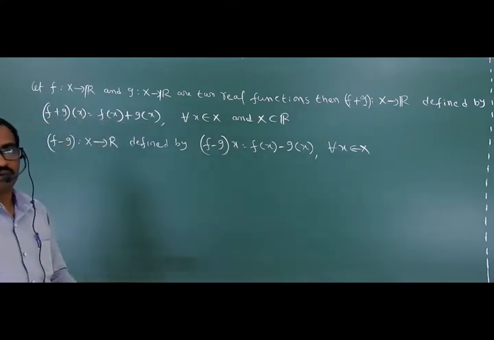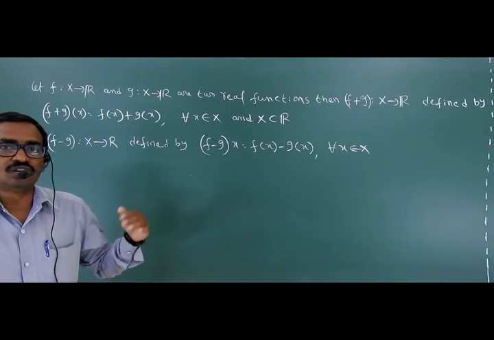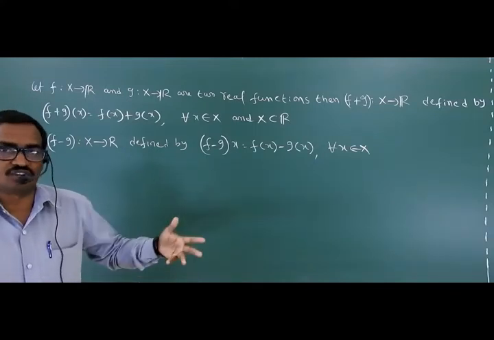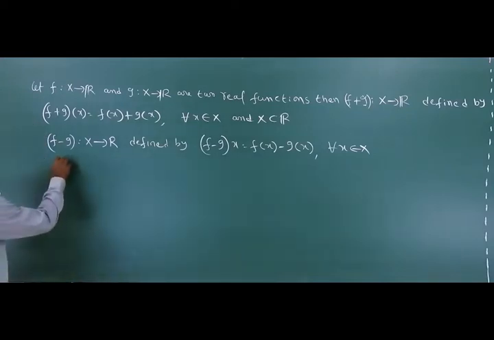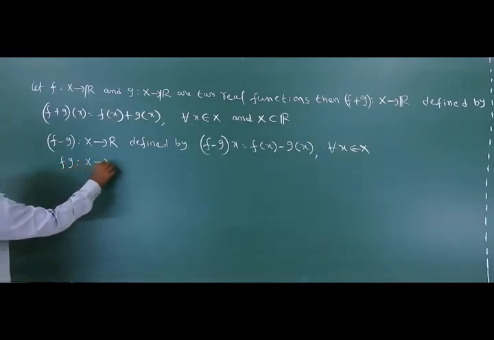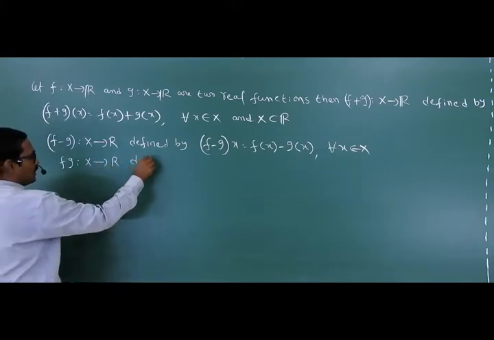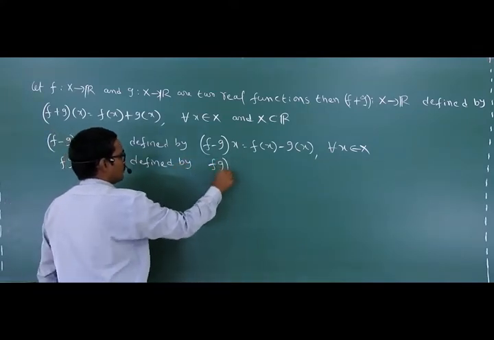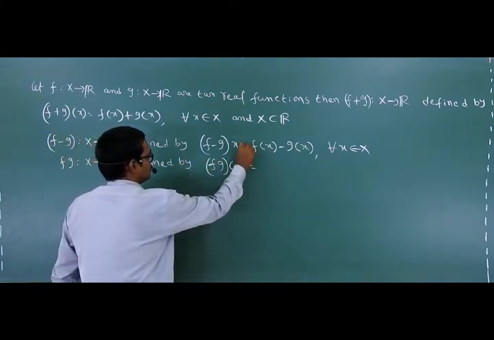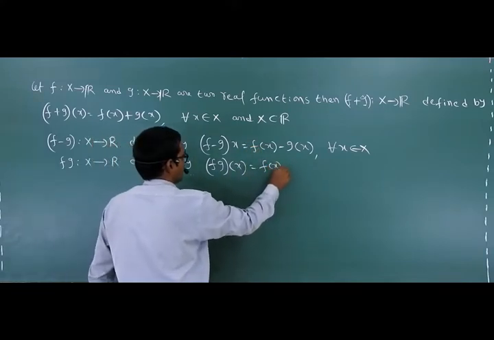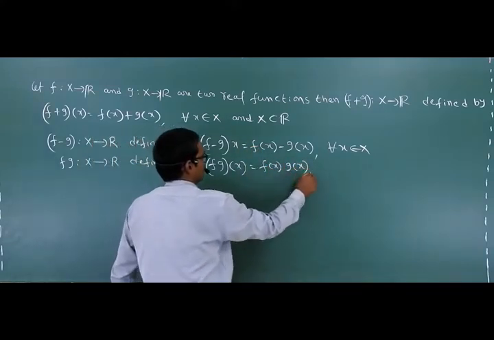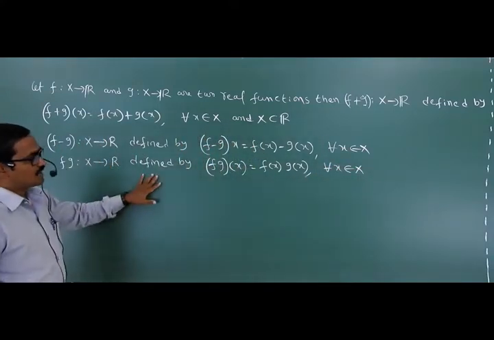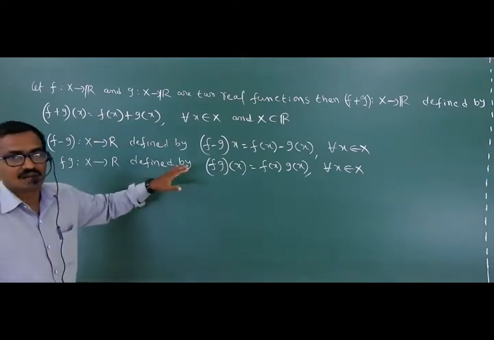And in the same way, if f from X to R and g from X to R are two real functions, then their product is also a real function. That is, fg from X to R is defined by (fg)(x) is equal to f(x) into g(x), for all x belongs to capital X. This means the product of two real functions is again a real function.